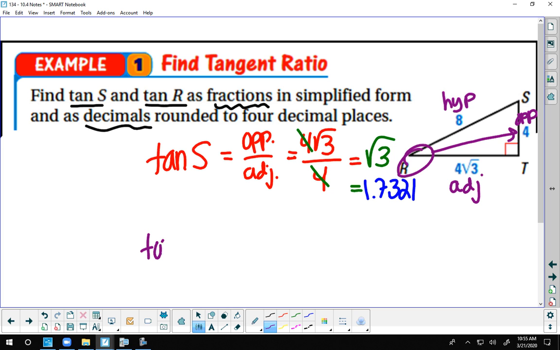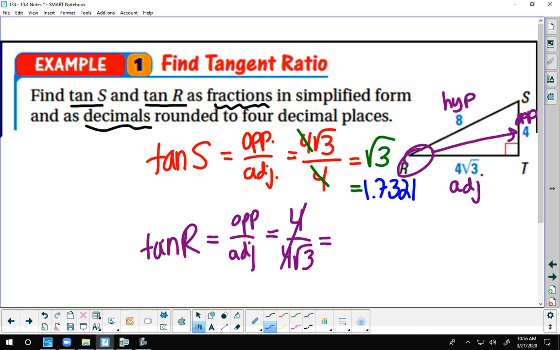So tangent of angle R, again, opposite over adjacent. So if we're looking at angle R, the opposite side now is 4, and the adjacent side is 4 square root of 3. And again, 4 divided by 4 is just 1. So we have a 1 in the numerator and a square root of 3 in the denominator.